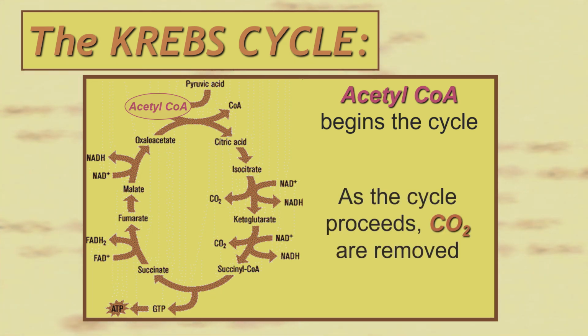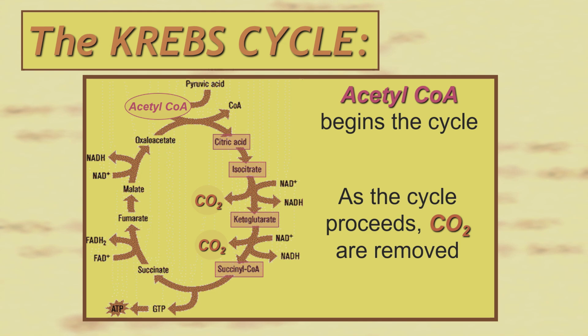Citric acid will be converted into isocitrate. We'll remove a carbon dioxide, converting it into ketoglutarate. We'll remove a second carbon dioxide by reducing it with NAD+, and that will produce a temporary complex called succinyl-CoA. So on this side of the cycle, carbon dioxide are removed. Now at this point, there's a net profit.